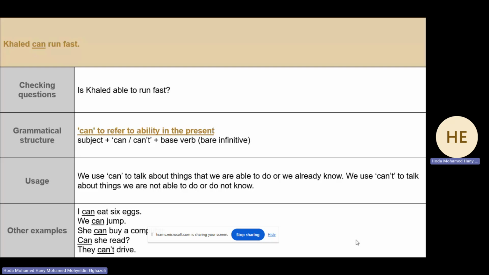Now, when we are talking about the things that we can do, things that we are able to do, we use can. And the opposite, can't, is used to talk about the things we are not able to do or we do not know. Example, I can eat 6 eggs. We can jump. She can buy a computer. In the question form, can she read? Can she fly? Can she sing? In the negative form, they can't drive. They can't fly.